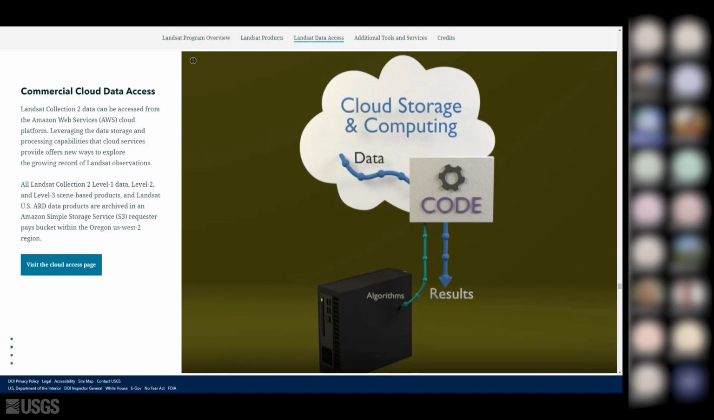So if you're interested in getting started or learning how to access Landsat data more programmatically or within AWS, once you get this presentation, you can click on this Visit the Cloud Data Access page, and that will take you to the USGS Cloud Data Access page that will provide some more information about how to get started with accessing Landsat data in the cloud.